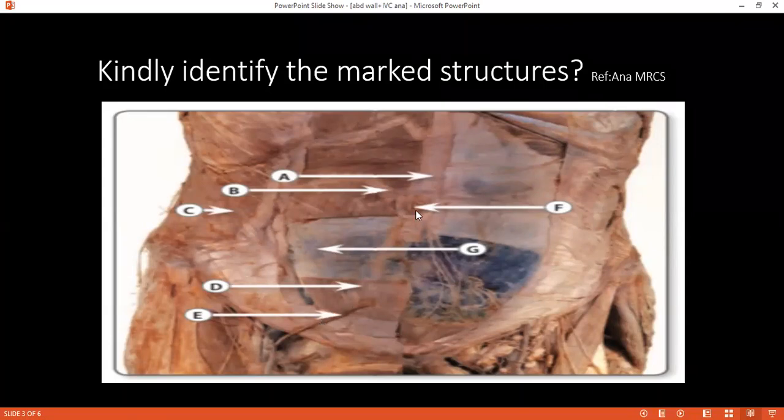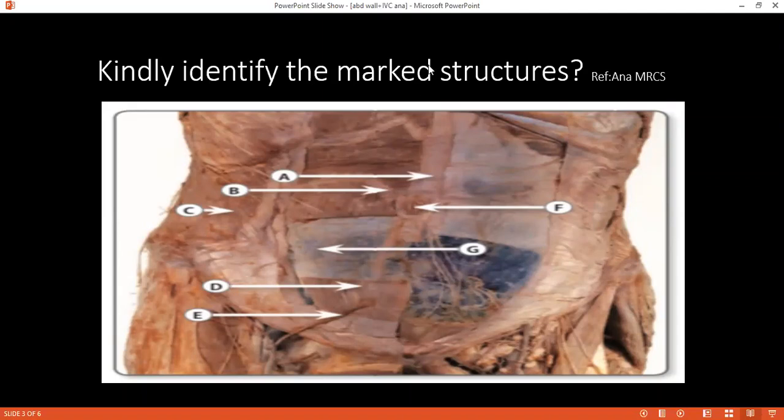F is the umbilicus. The dermatome of the umbilicus is T10. G is the posterior rectus sheath behind the rectus abdominis muscle.